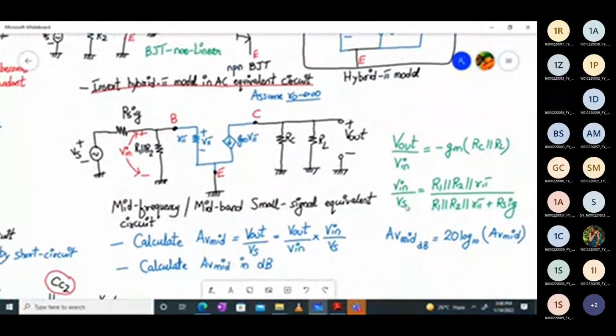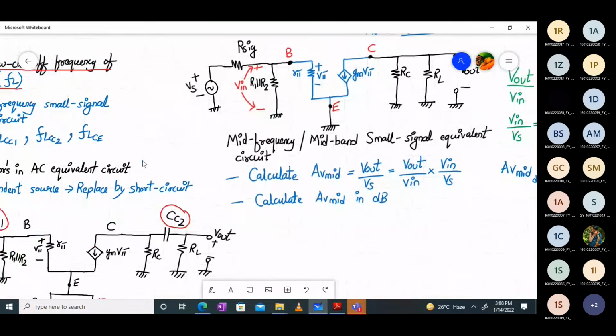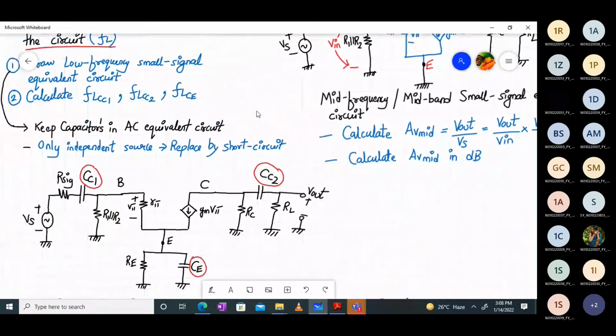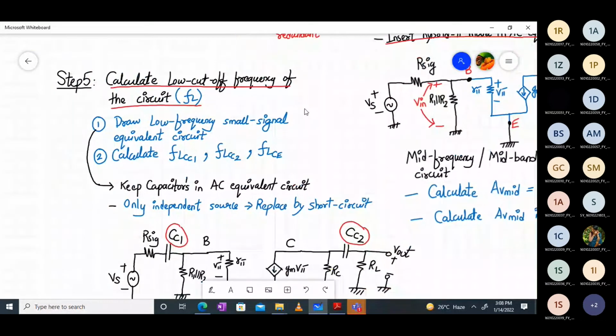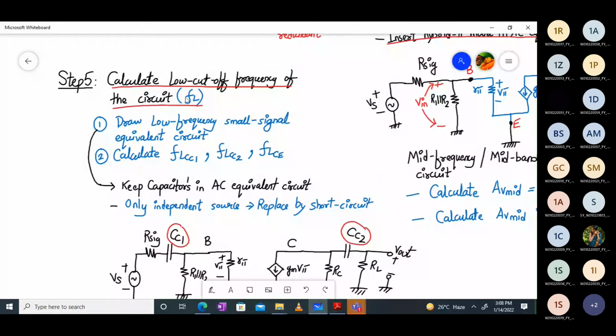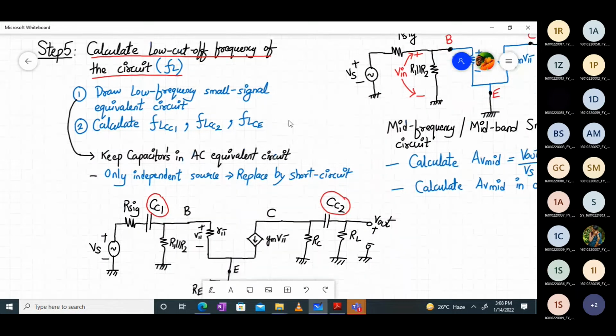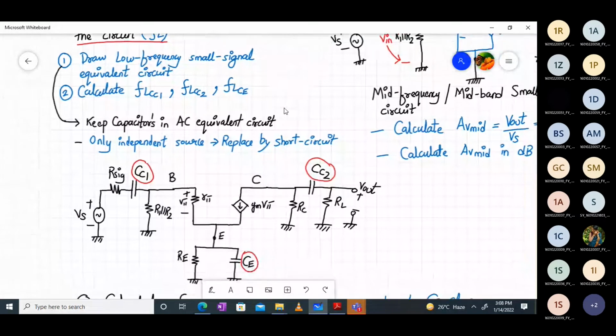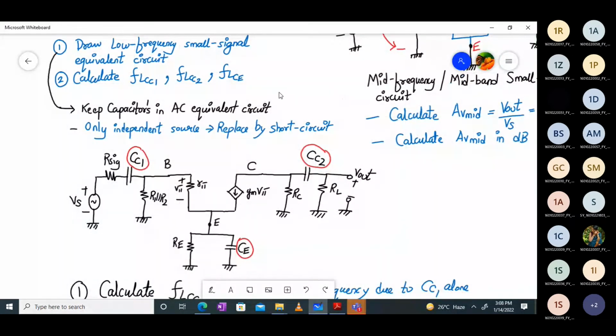And these are the formulas for calculating the midband gain. So next time also we'll be solving a numerical. So all these things will be necessary. Then we came to a new topic, that is calculating the lower cutoff frequency of the circuit, that is FL. So in that we have drawn the low frequency small signal equivalent circuit, and we have to calculate FL of CC1, FL of CC2 and FL of CE.